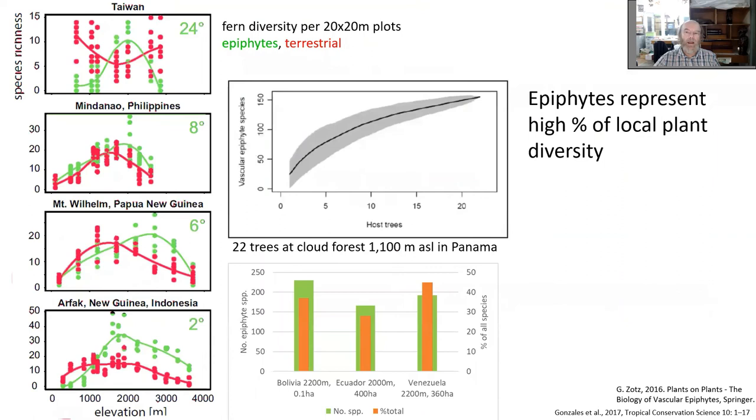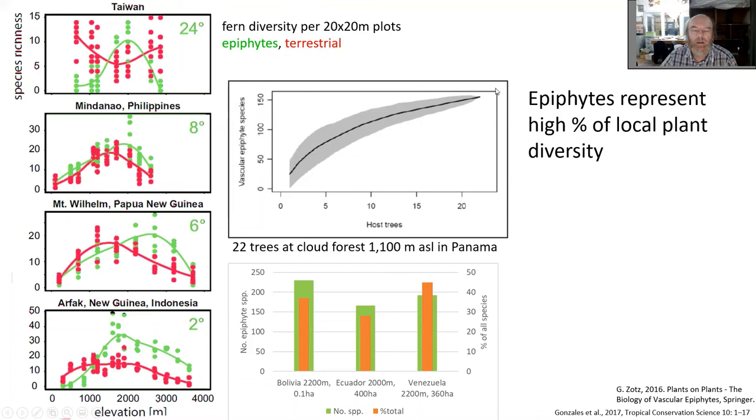As we already mentioned, epiphytes can be quite species diverse, and they can represent on the community level a significant portion of the diversity, likewise as lianas. In this case, there are three different communities in the Neotropics, and they, as an example, represent between 30 and 45% of all plant diversity that is epiphytic. This is also a species accumulation curve of epiphytes. Only after 20 host trees, we already have 150 different species of epiphytes.